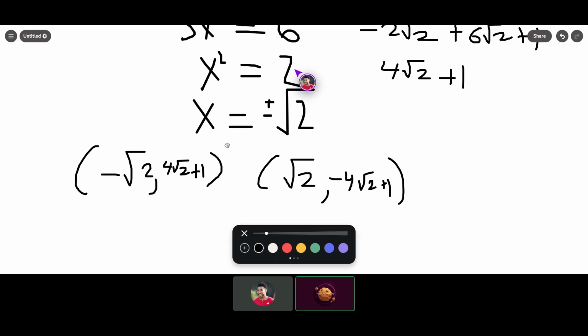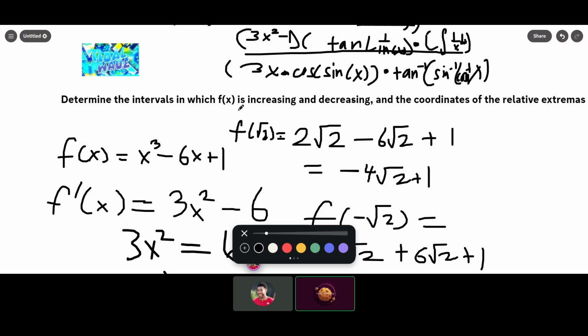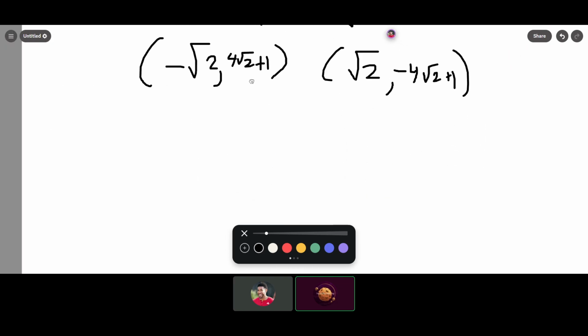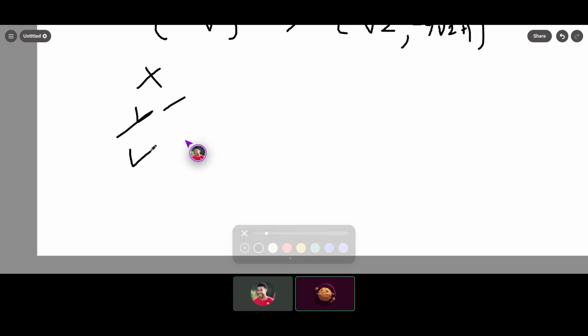So now that we have the coordinates of the relative extrema, we are not done yet because they want the intervals in which f of x is increasing and decreasing. So what we can do here is set up a table. We can set up a sign chart. I think that's what it's called. So yeah, sign chart: x, y prime, and y.